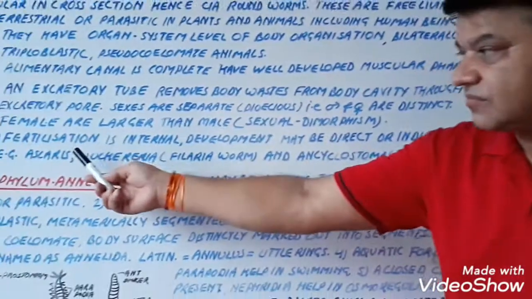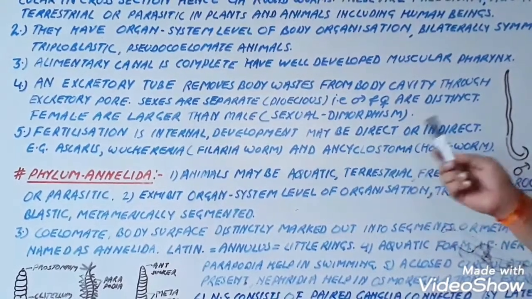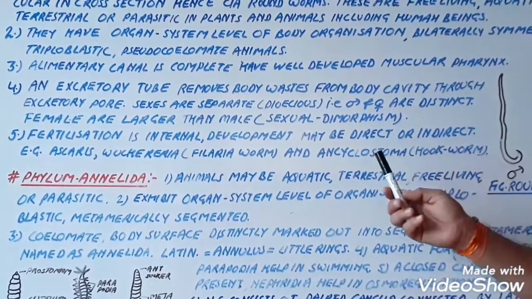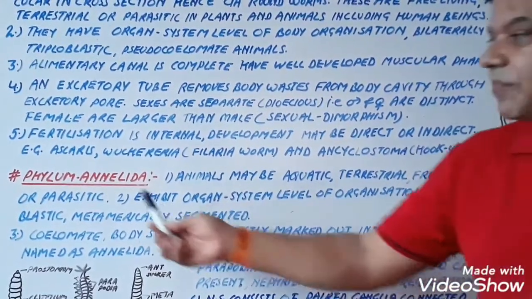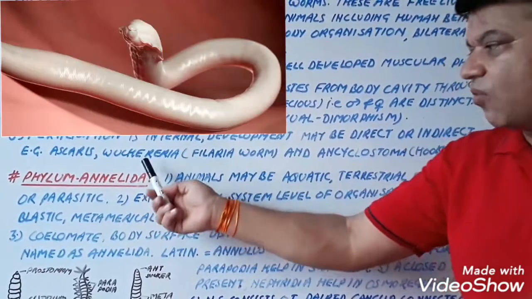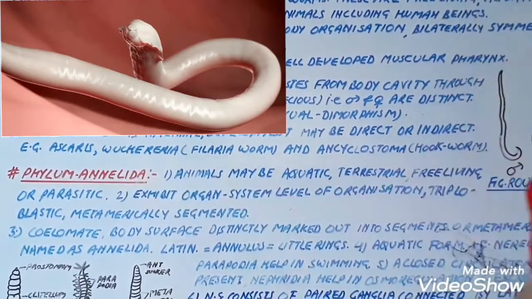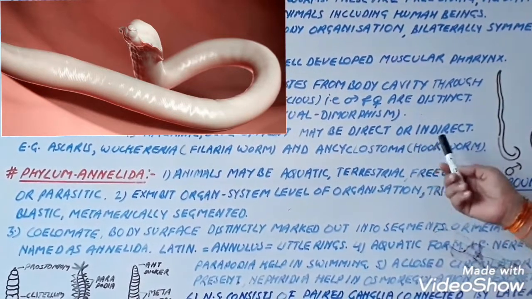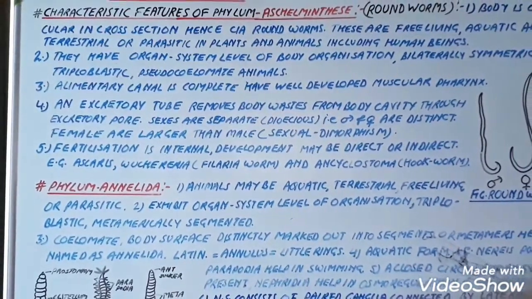Next, fertilization is internal. Development may be direct or indirect, that is, a larval form may be present in the life of some animals or not. For example, Ascaris, Wuchereria, also known as filaria worm. Ascaris is known as roundworm, and Ancylostoma, that is hookworm. So these are some important examples of phylum Aschelminthes.